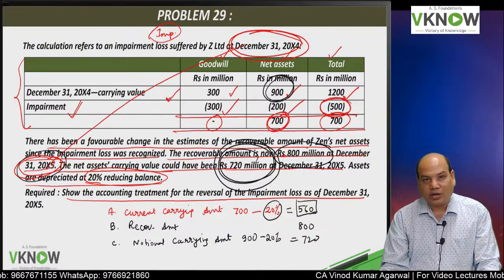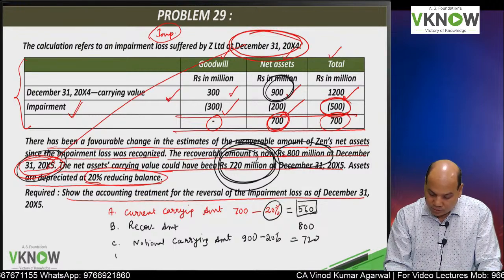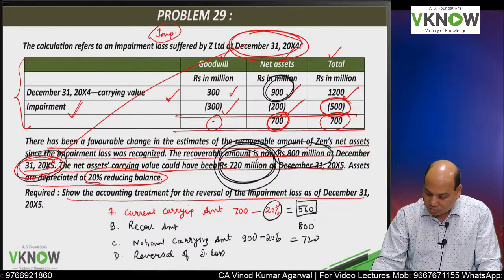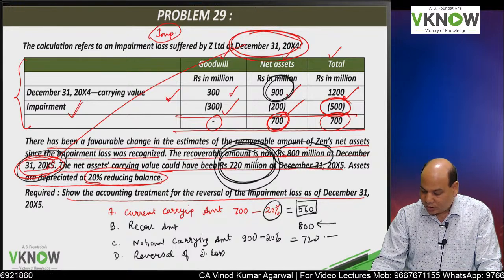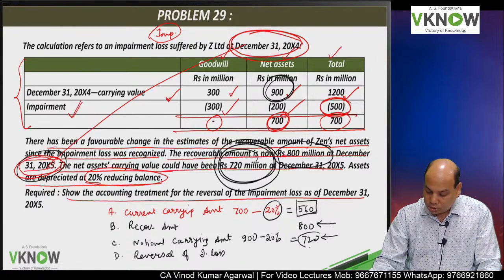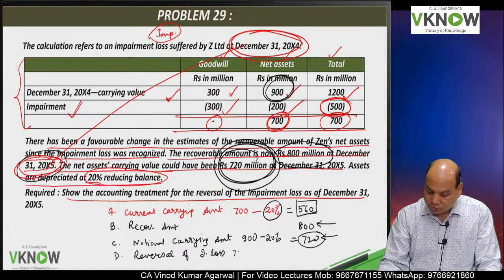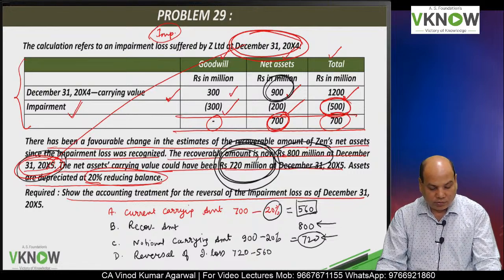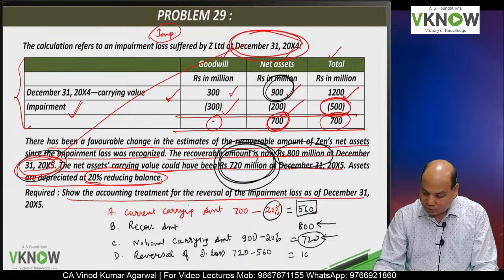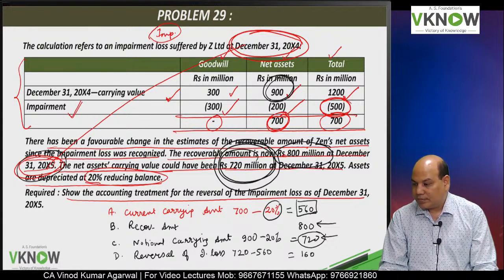560 is my current carrying amount. So I will reverse. How much will I reverse? Reversal of impairment loss will be, either I can go to 800 or 720, but I will take the lower of the two. The lower of the two is 720. So reversal will be 720 minus 560, and that is equal to 160.